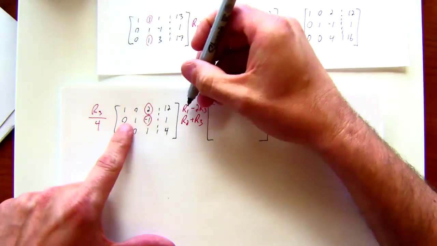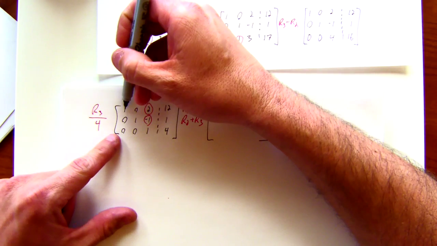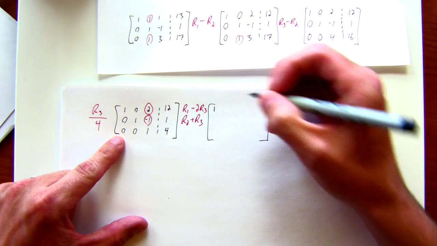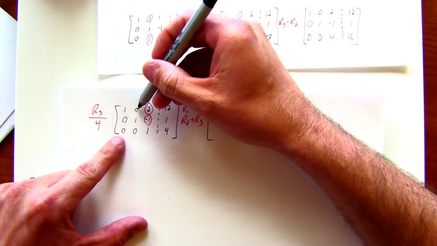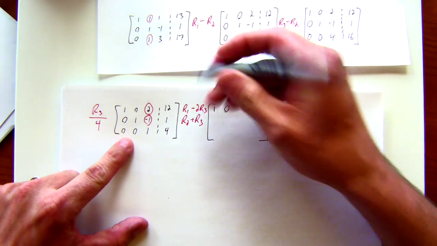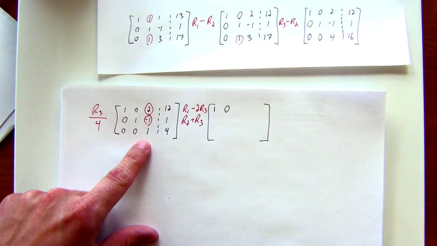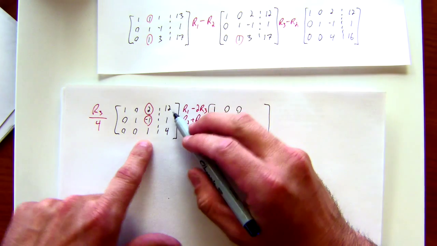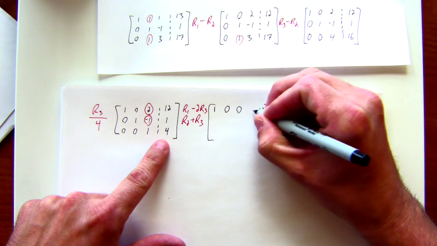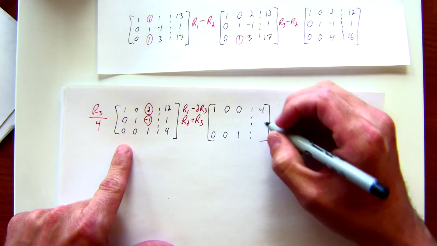So let's do the first one here. Row 1 minus 2 copies of row 3. Row 1 is 1 minus 3 times 0 is 0. That's still a 1. That's good. 0 minus 0 is 0. And then 2 minus 2, because it's 2 times 1, is also 0. And then 12 minus 8 is 4. Now row 3 is not changing. I'm just going to write it down.